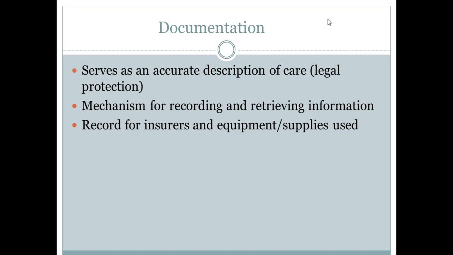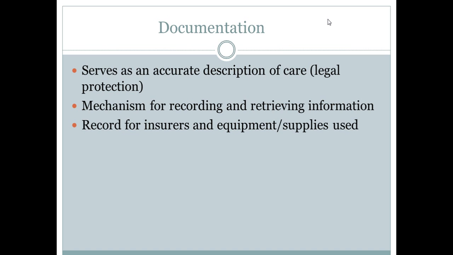It can also serve as a mechanism for recording and retrieving information. Let's say you want to check when the last time that IV was changed, or the dressing was changed, or if there were any issues, how the patient responded with that IV start.